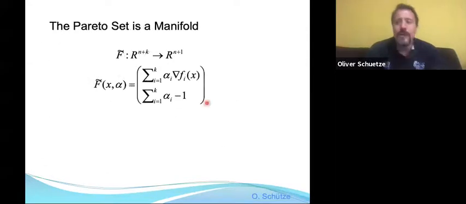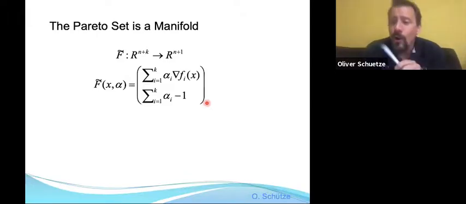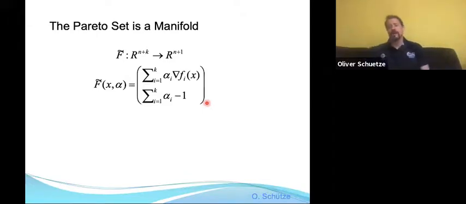Good. So now you can show, putting these things together, that the Pareto set is a manifold. As a comment, everything I say today is for unconstrained problems, which makes it easier for me, but all the messages in principle hold for constrained problems, it just makes it more complicated. And if you're interested in this, well, read my papers.